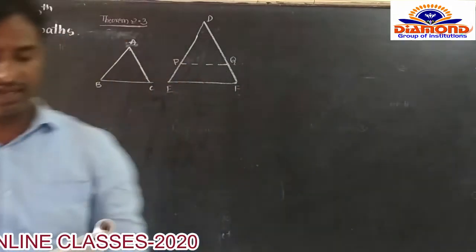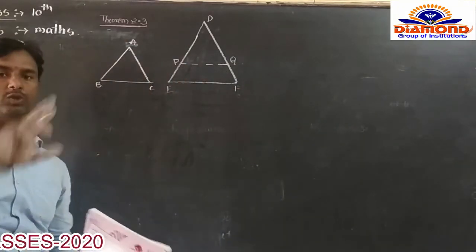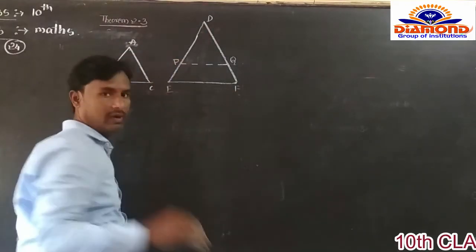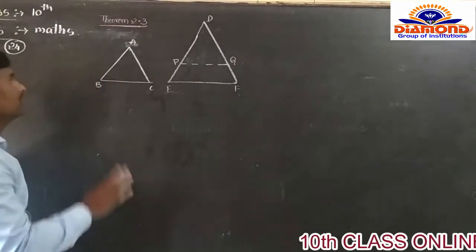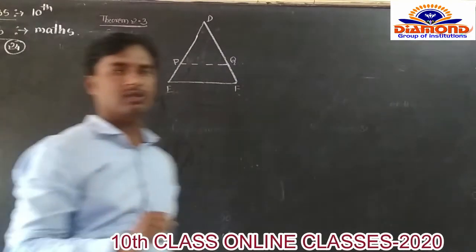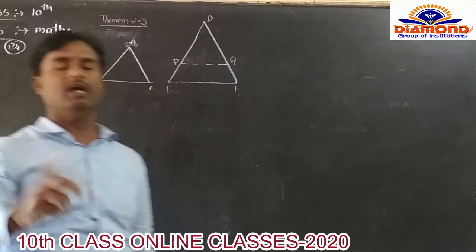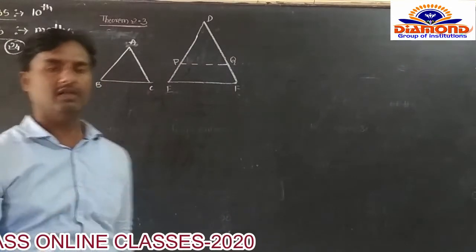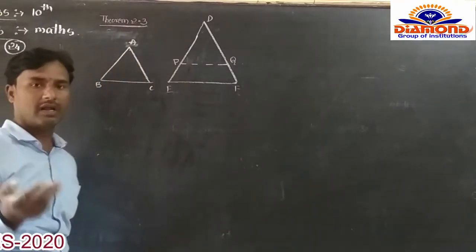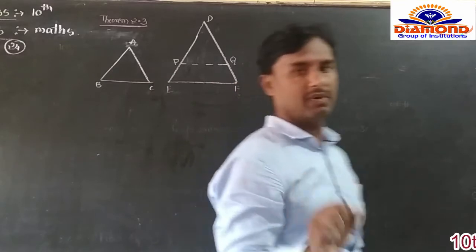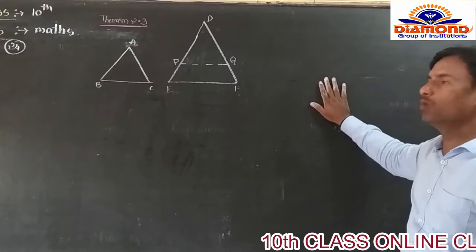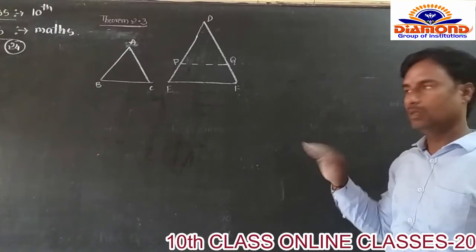So what is this theorem telling us? If in two triangles, one triangle is ABC and another triangle is DEF, when we compare these two triangles, the corresponding angles are equal. If corresponding angles are equal, then the sides are proportional, and then both triangles are similar. Already I taught you similar triangles. All congruent triangles are similar, but all similar triangles are not congruent. If they are similar, then we can say the two triangles are similar.